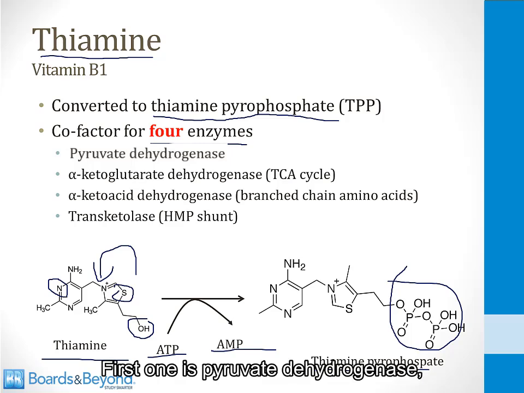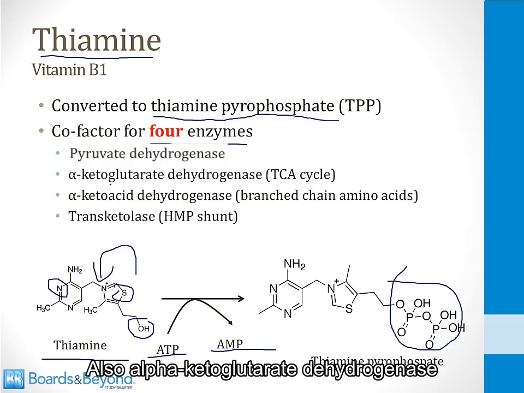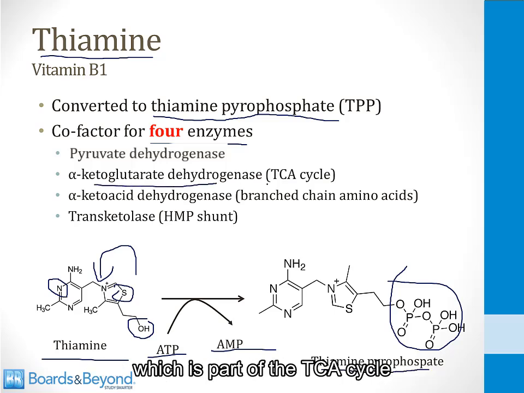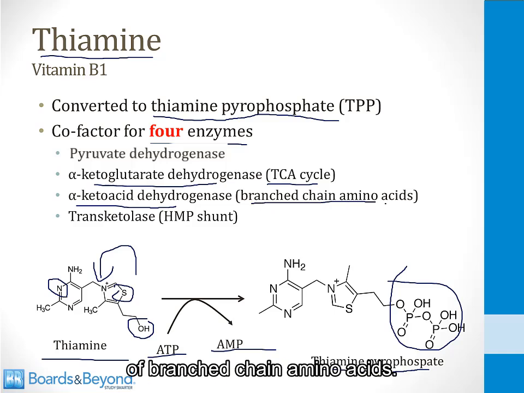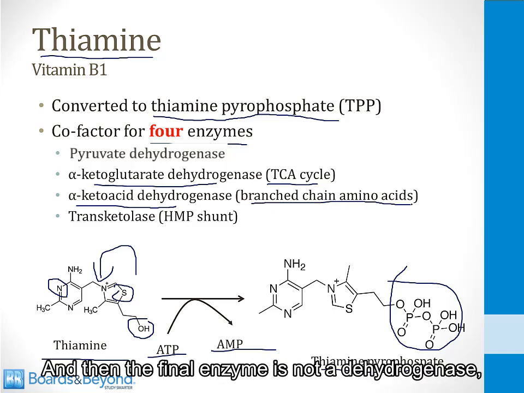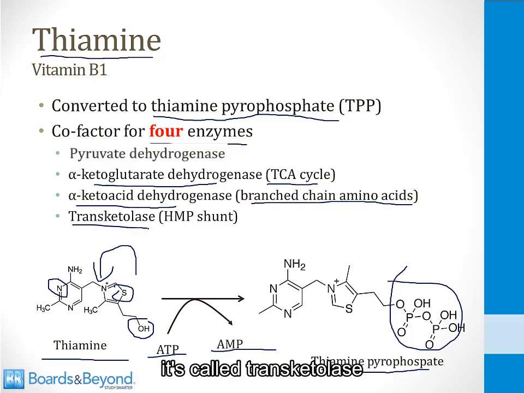The first one is pyruvate dehydrogenase. We'll talk about this in a minute. Also, alpha-ketoglutarate dehydrogenase, which is part of the TCA cycle, and also alpha-keto acid dehydrogenase, which is important for metabolism of branched-chain amino acids. And then the final enzyme is not a dehydrogenase. It's called transketolase, and it's part of the HMP shunt.